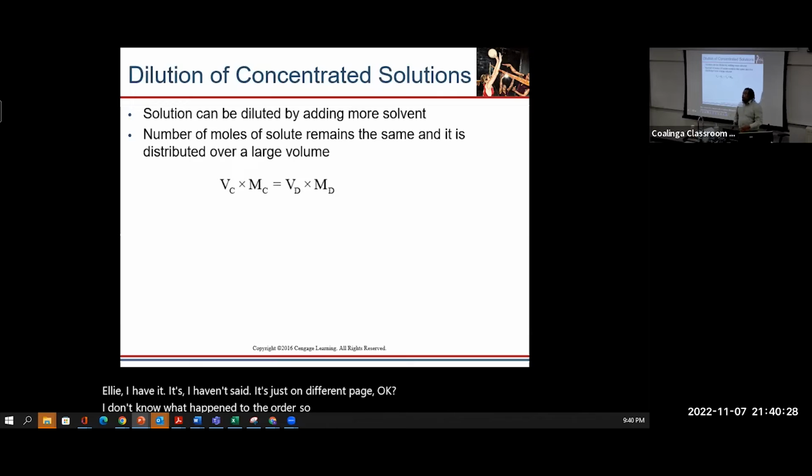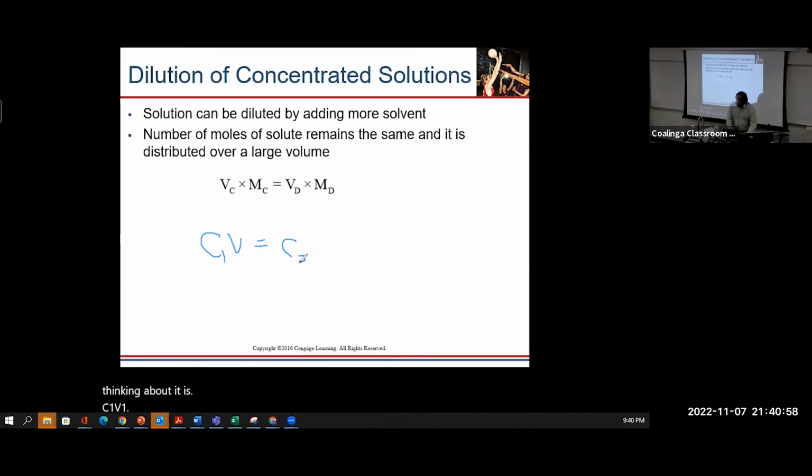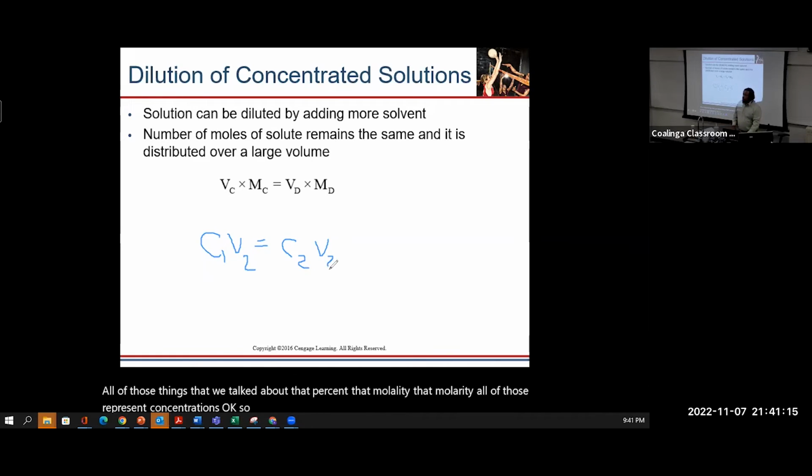So anyway, when you're doing dilutions, you're going to basically use V times M. Your V concentrated times your molarity concentrate is going to equal your V dilute times molarity dilute. Another way of thinking about it is C1 V1 equals C2 V2, where all of those things that we talked about, that percent, that molality, that molarity, all represent concentrations. So C means concentration. So if you just use this equation, you can dilute from anything. You're starting with something concentrated and then diluting down to something dilute.